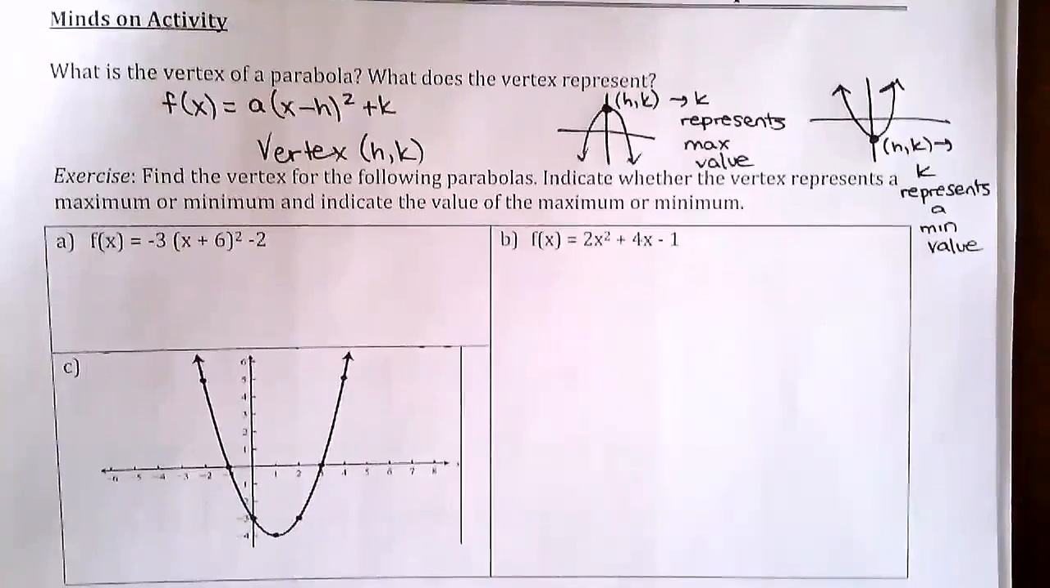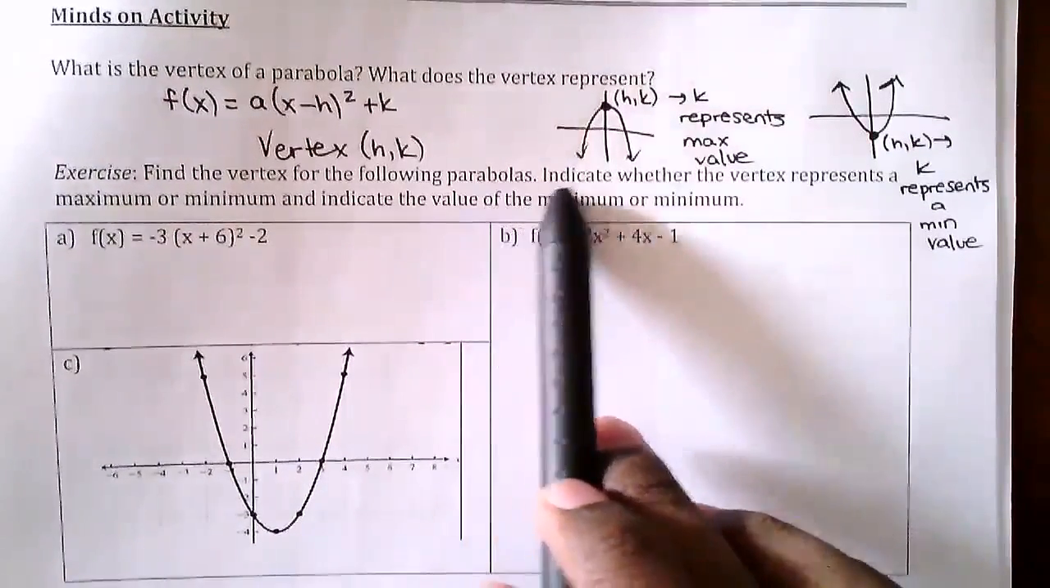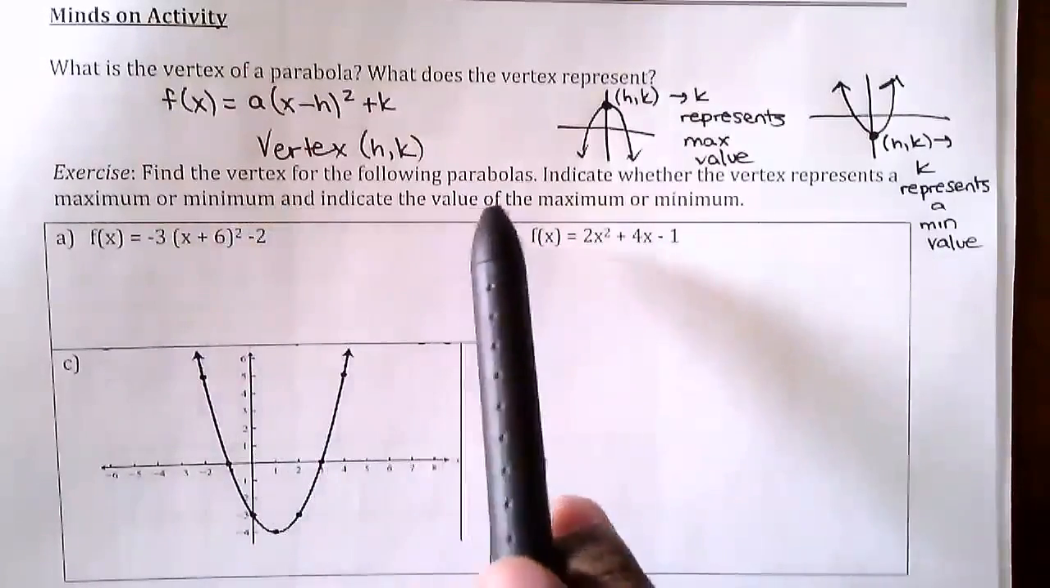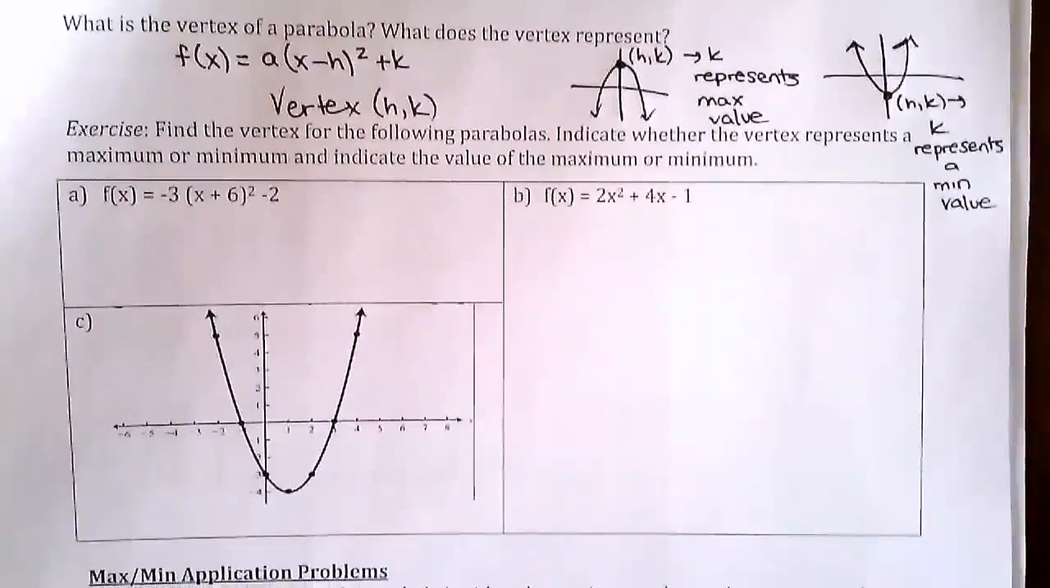So before we do that, let's look at how we can find vertices. This should be completely reviewed. Find the vertex for the following parabolas, indicate whether the vertex represents a maximum or minimum, and indicate the maximum or minimum value. So let's take a look at this first example.